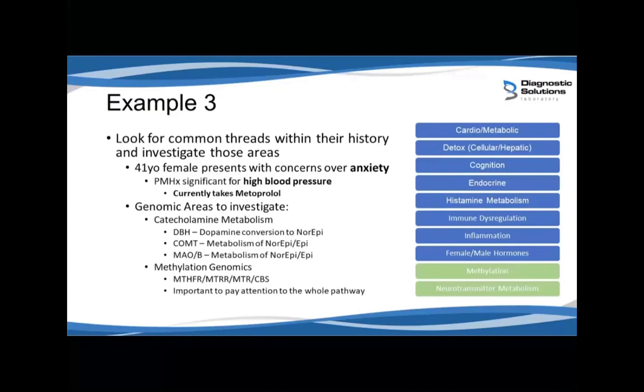And then lastly, for the methylation genomics, this is a very important part here because a lot of times with genomic reports out there, they're really just looking at MTHFR, whether or not someone's homozygous or heterozygous for the C677T and A1298C SNPs. There is much more to that pathway than just those two SNPs and that gene alone. And so we want to pay attention to that entire thing.